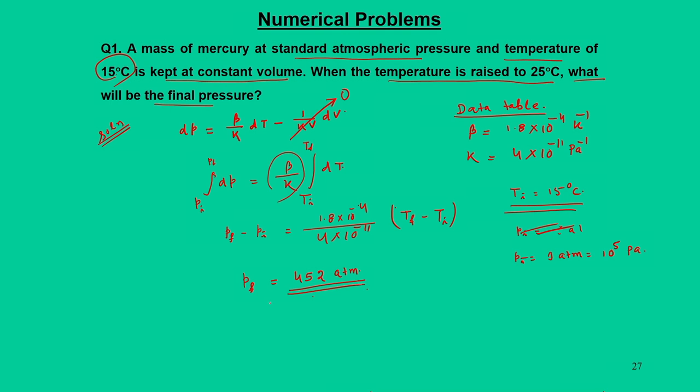Which means that we require 452 atmosphere to change the temperature by 10 degree centigrade, because 25 minus 15 is 10 degree centigrade at constant volume. So, approximately 452 atmosphere pressure is required to raise the temperature of mercury by 10 degree centigrade while maintaining constant volume.